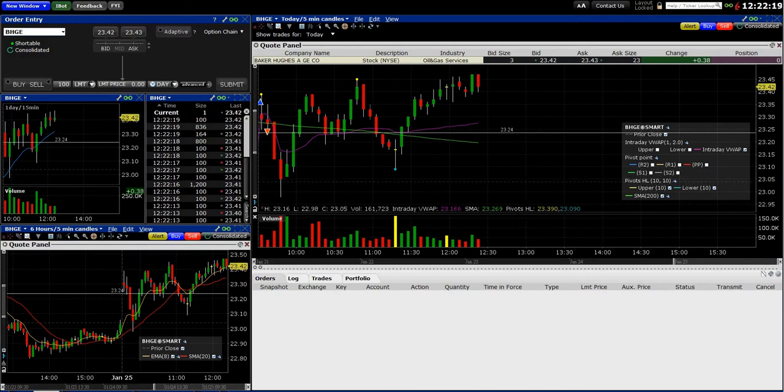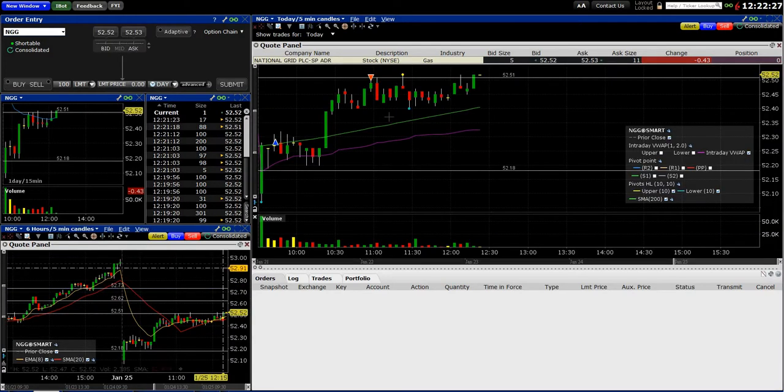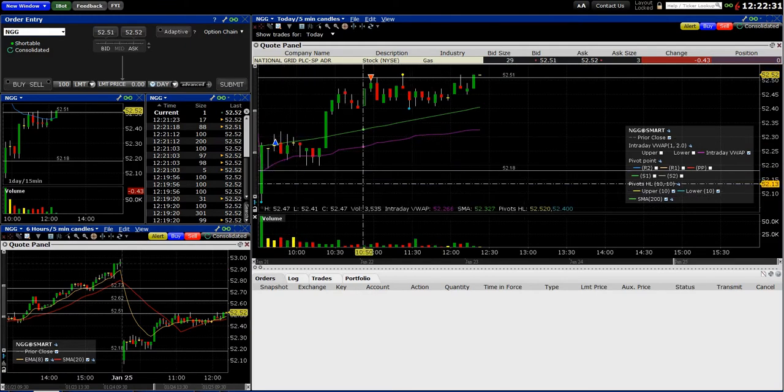Having said that, I did take another trade within the first 15 minutes, actually. It was the first 15 minutes, and that was National Grid. So this is a gas stock. Now, I got in this. This also showed up on my VWAP scan. I'll show you.